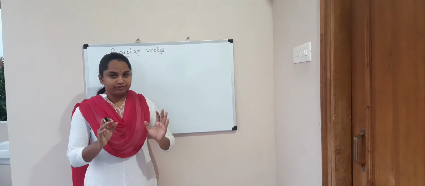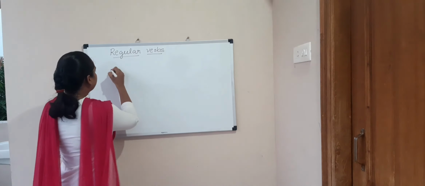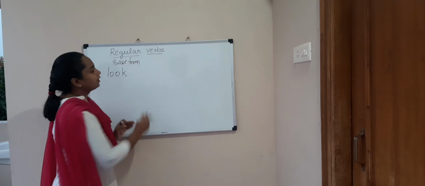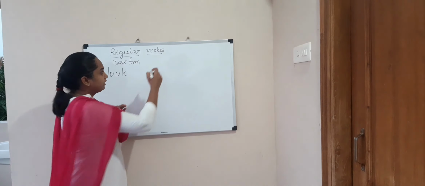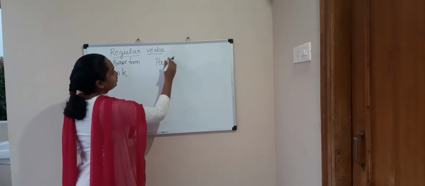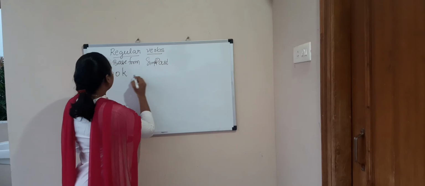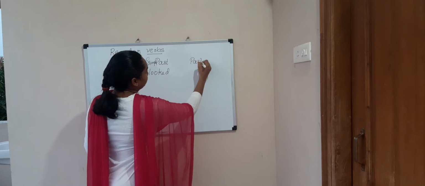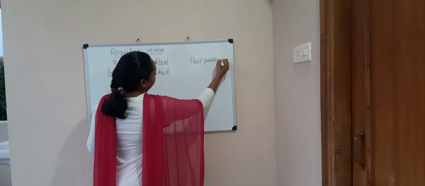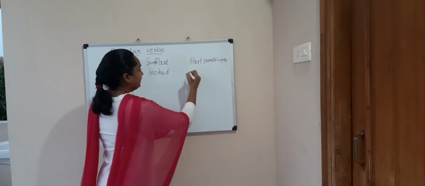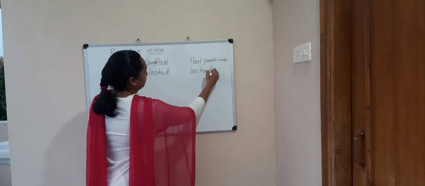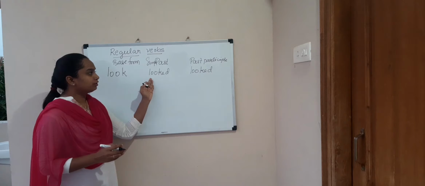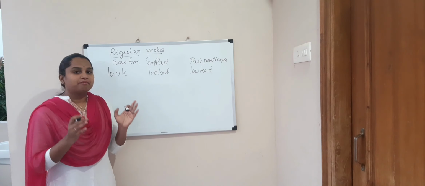Regular verbs have a fixed pattern. For example, look. This is base form. And by adding ed to look, we can change it into simple past, looked. And for past participle, we add ed to the base form, looked. So there are no other changes. From the base form look, looked, looked. There is a fixed pattern.